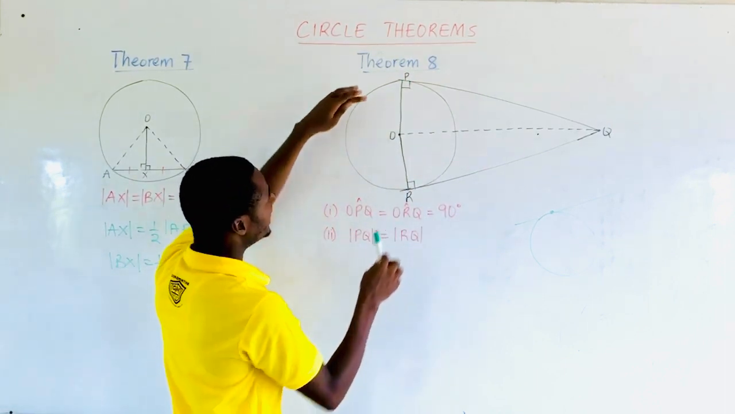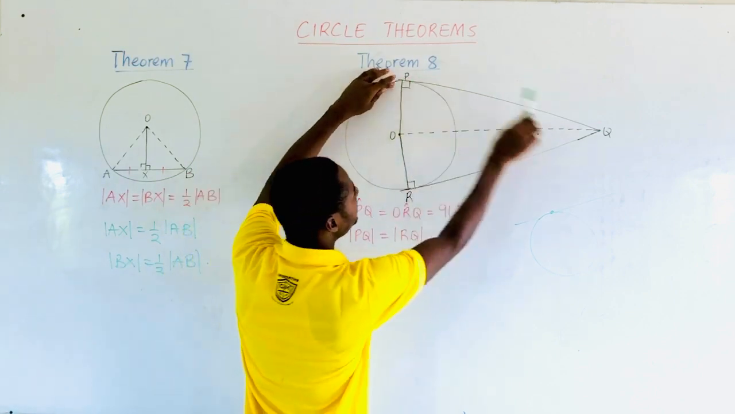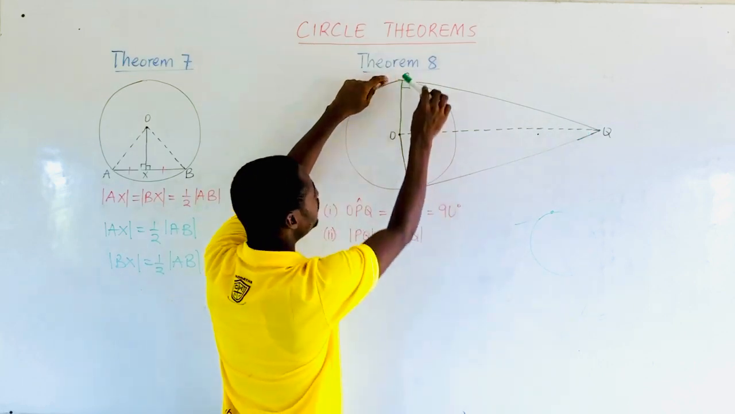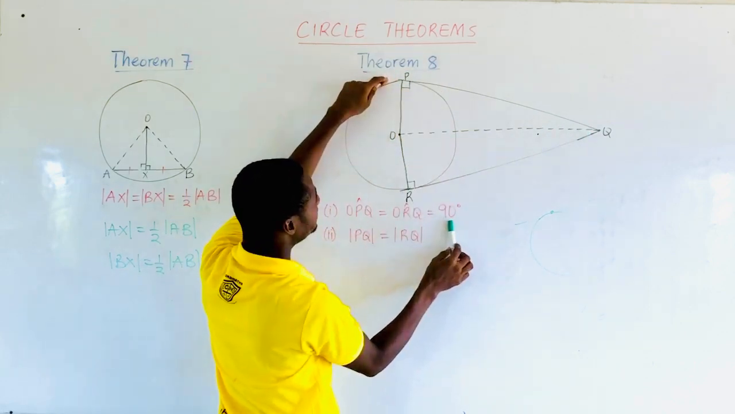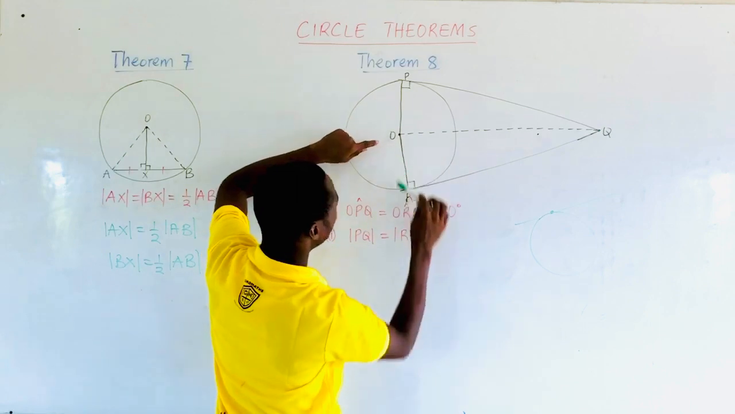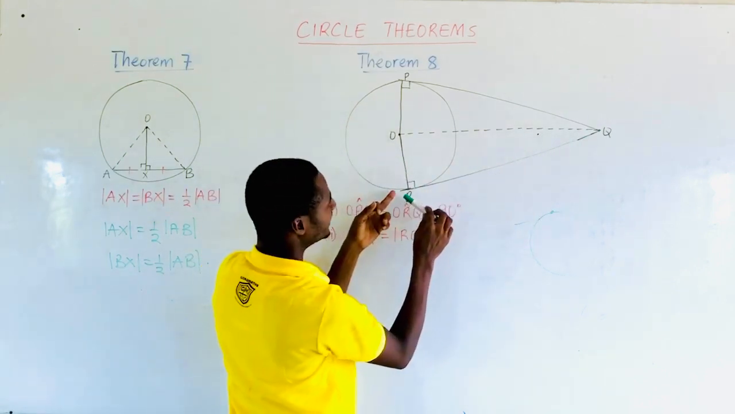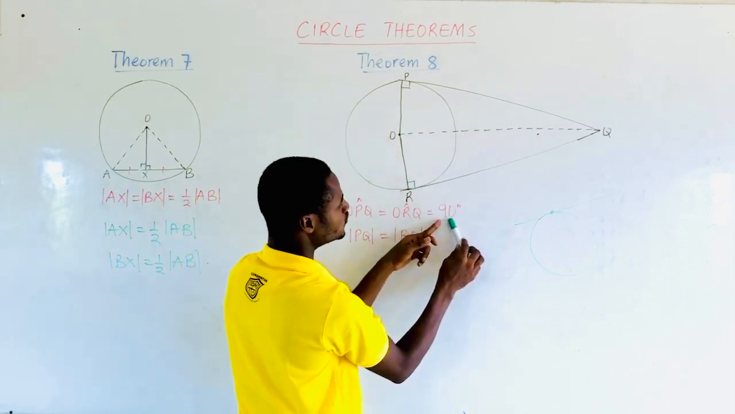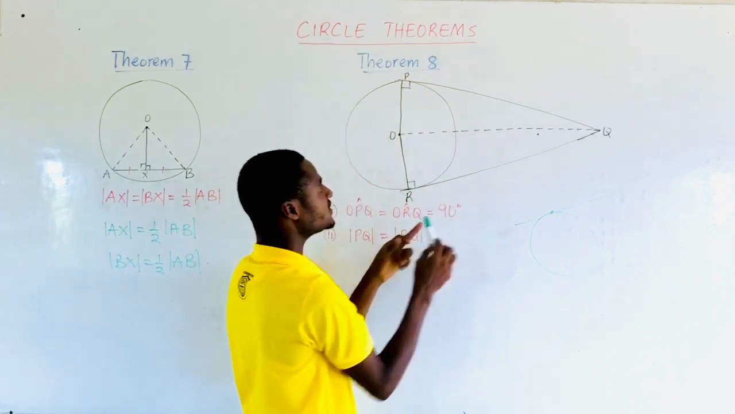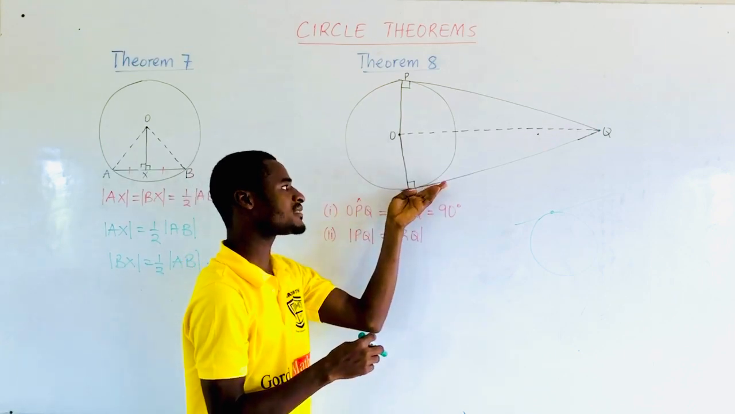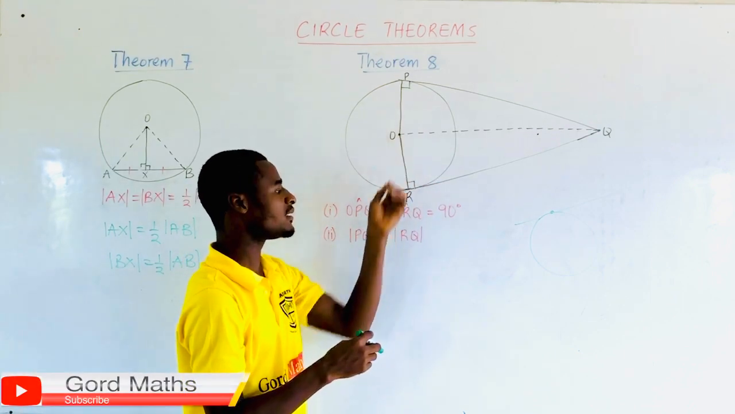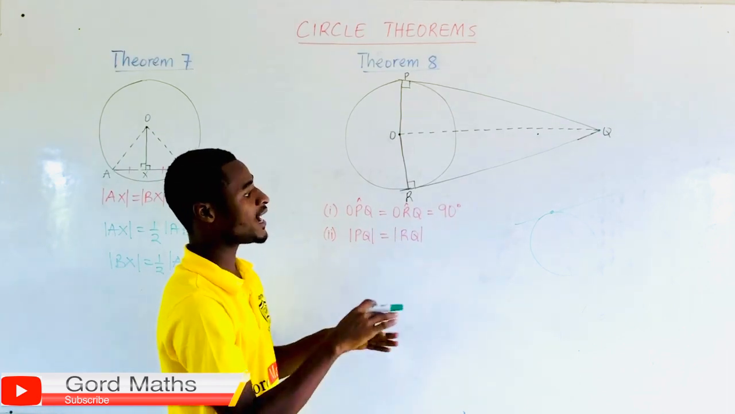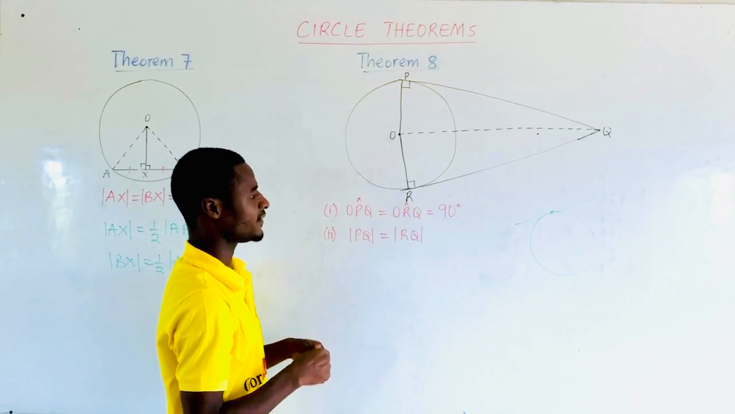And so the angle OPQ, which is formed by the tangent PQ and the radius OP, is equal to 90 degrees. And then the angle ORQ, which is formed by the tangent RQ and the radius OR, is also equal to 90 degrees. In short, we say that the tangent to the circle and the radius of a circle form an angle of 90 degrees when they meet, or they are perpendicular to each other.